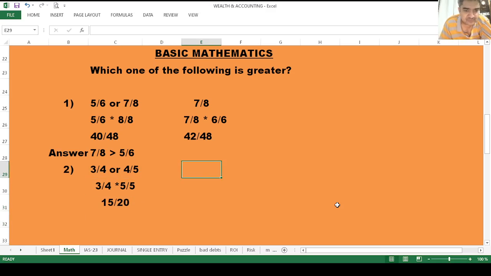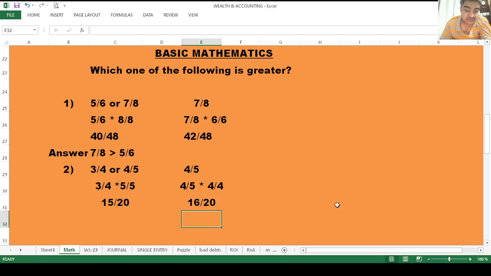Now let's move to 4 over 5. 4 over 5 multiply by 4 over 4. Now let's get simplified. 4 multiplied by 4 is equal to 16. 5 multiplied by 4 is equal to 20.